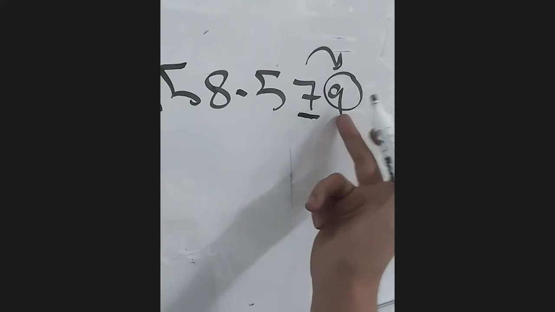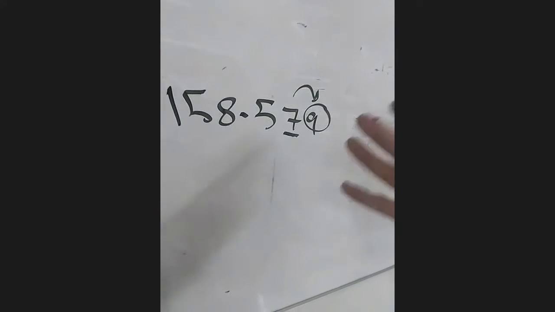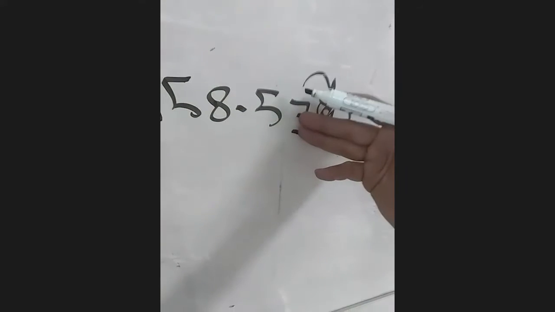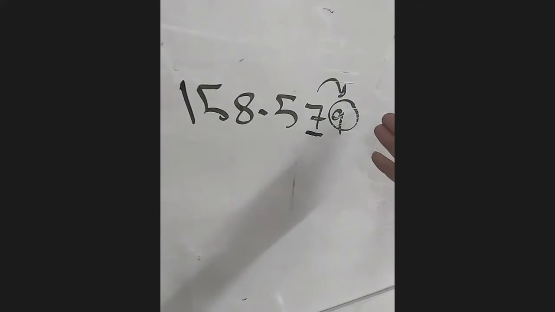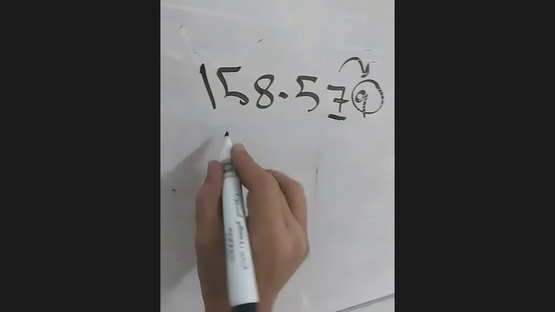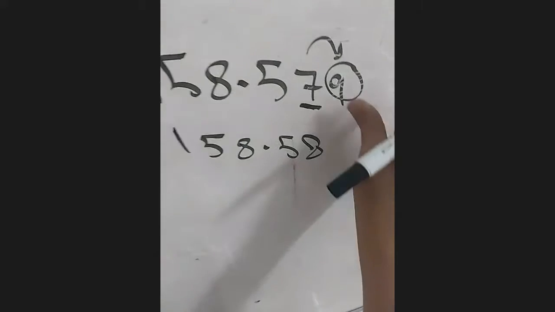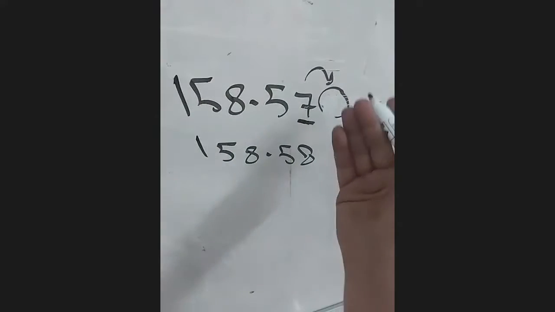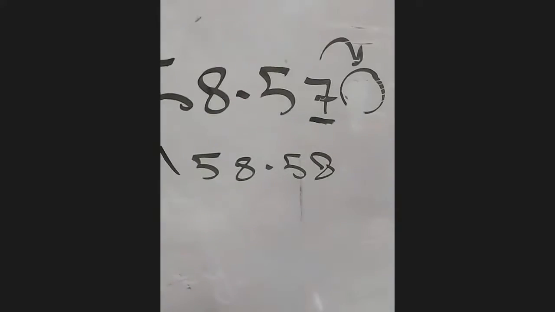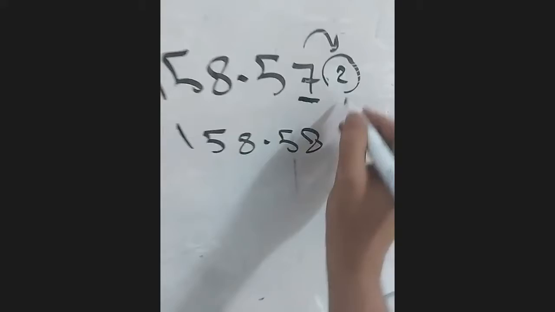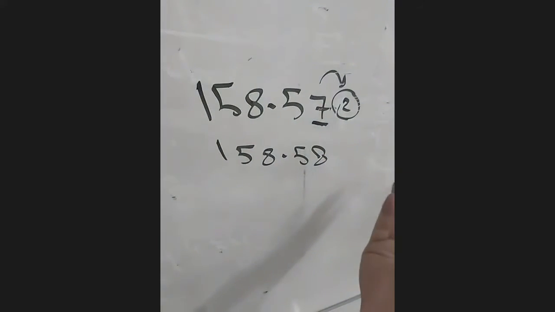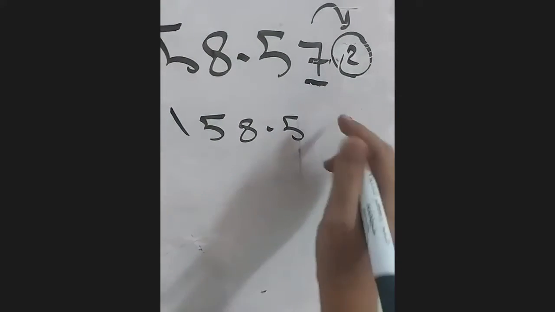If the next number is 5, 6, 7, 8, or 9, we add 1 to the 7 and we erase the other one, right? It will be 8. It will be 5.8, and the 9 will be gone. If the next digit is 1, 2, 3, 4, or 0, like 2, for example, we don't add. The 7 stays 7. Remember that.